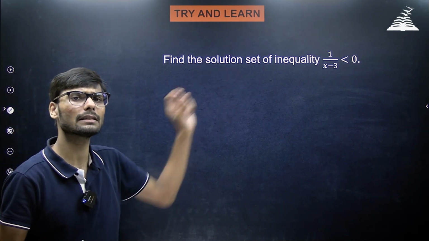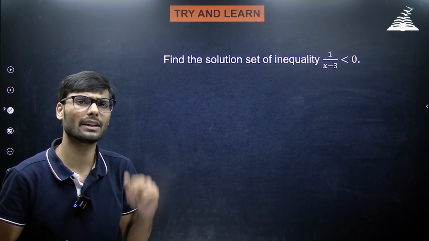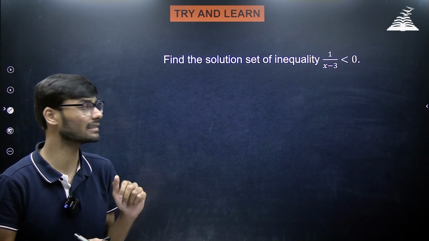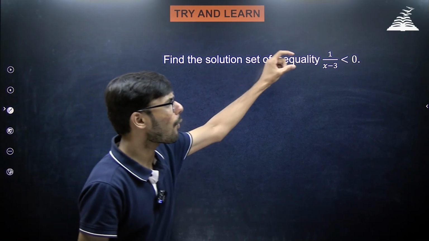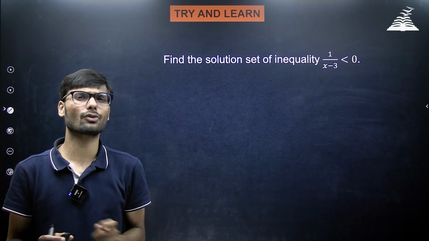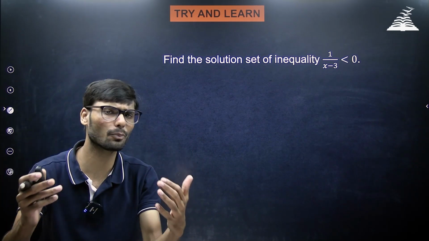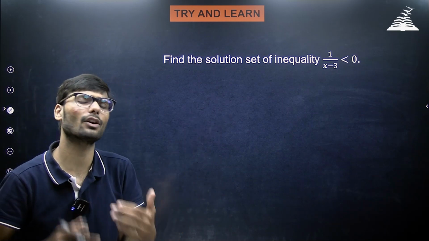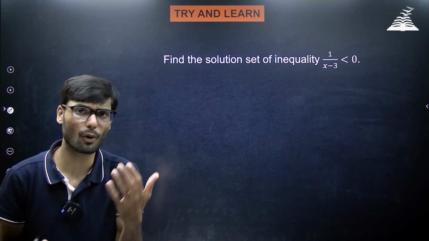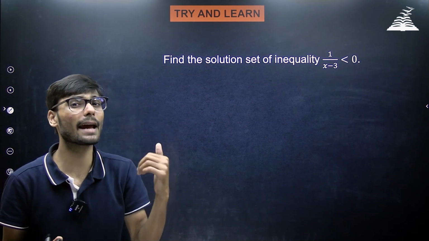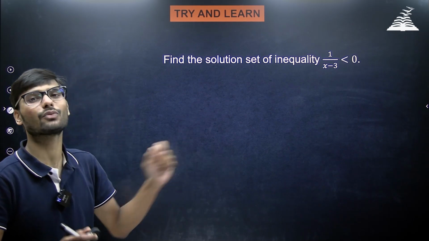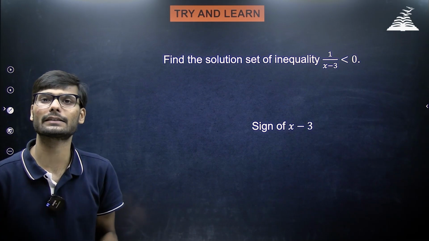So, to solve this, I'm going to plot something here. I'm going to plot sign of x minus 3. Why am I doing this? Because you see 1 upon x minus 3 is less than 0. Everything depends on x minus 3. If x minus 3 is positive, 1 upon x minus 3 will also be positive. 1 divided by a positive number, it will be positive. But if we divide 1 by a negative number, we are going to get a negative number. Right? So this is why I'm going to plot sign of x minus 3, right?